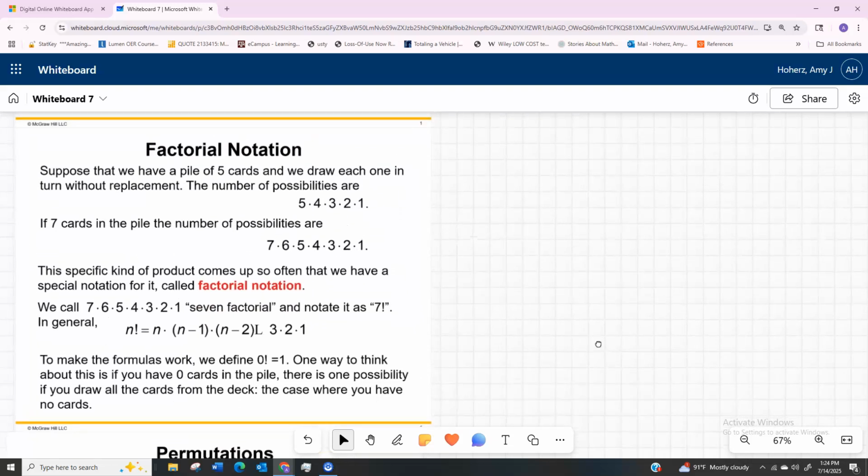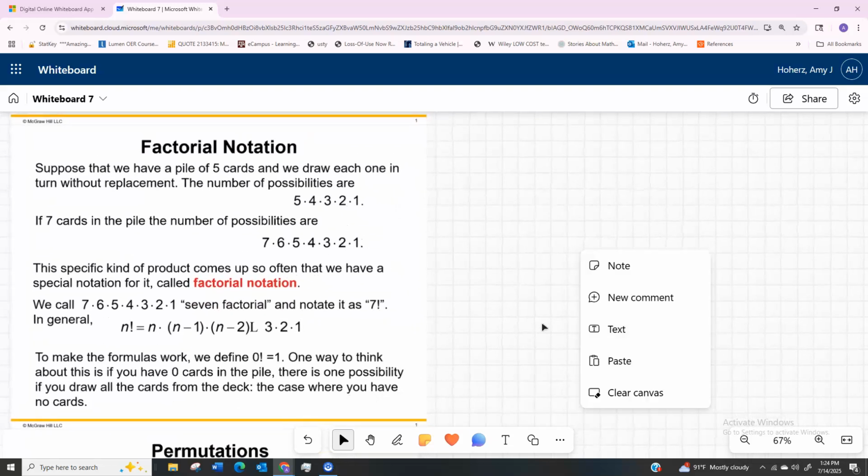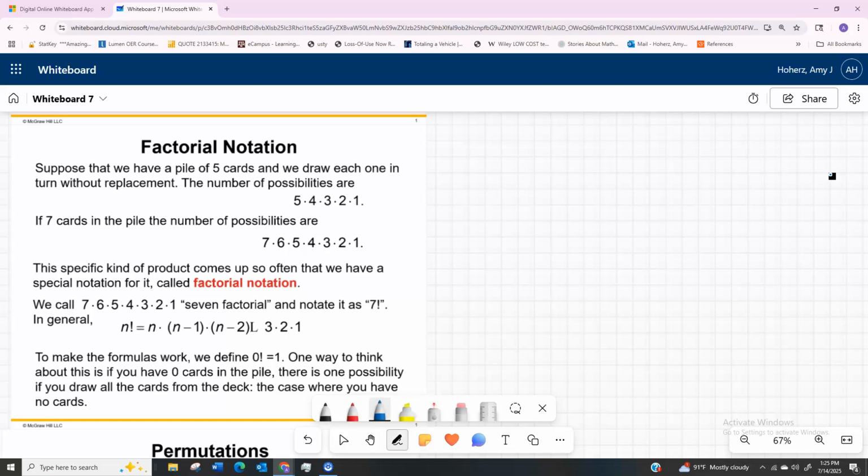Now we're going to do factorial notation, but this is kind of a sidestep to what we ultimately need it for. But we need to know what factorial notation is. So factorial notation is if you have, say, 5 cards in a pile, and we're going to draw each one out without replacement. The number of possibilities for your first draw are 5. So your first draw, there's 5 different cards you can pick from.